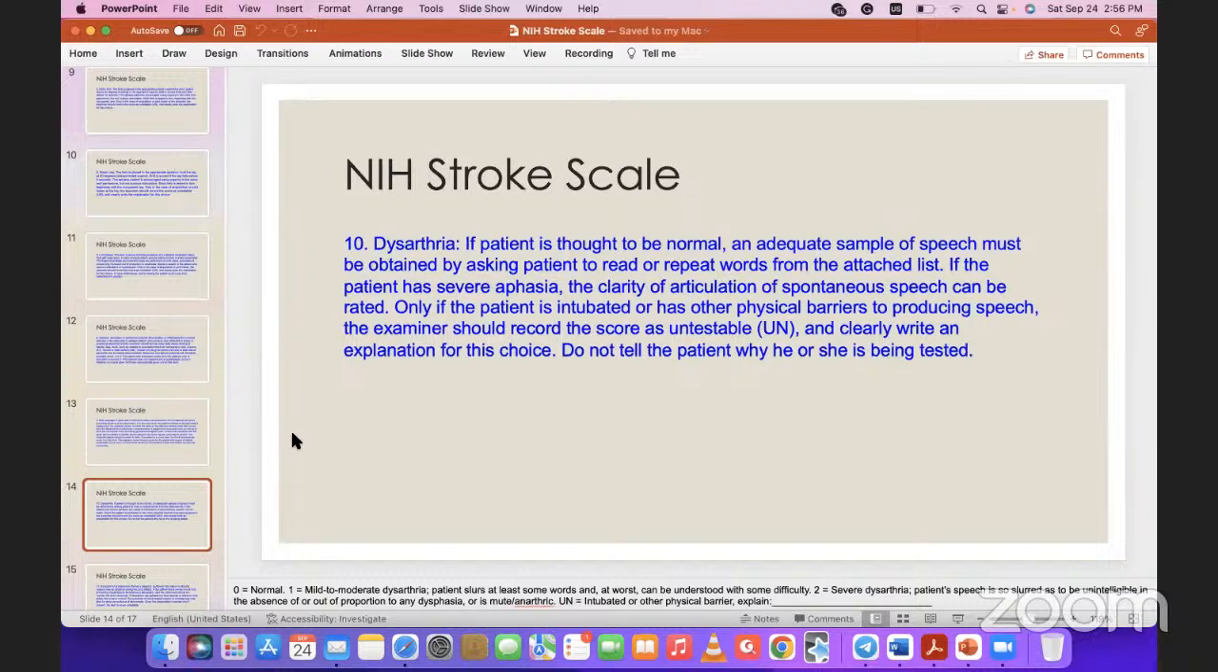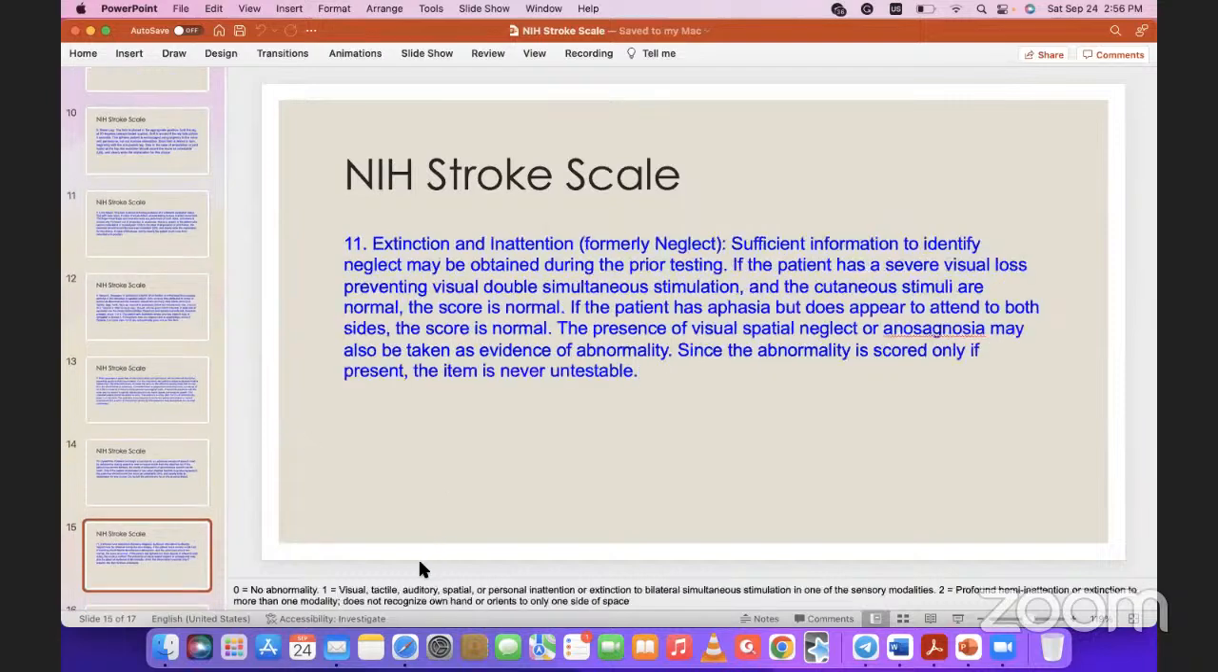They also mention not to tell the patient why he or she is being tested. The key here: 0 for normal, 1 for mild to moderate dysarthria, and 2 for severe dysarthria.